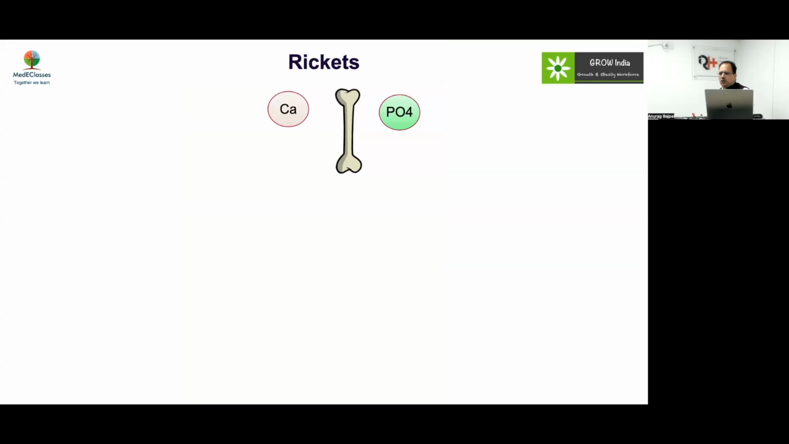Now, when we talk about rickets, we are talking about 2 things, calcium and phosphorus. Both of them are important for bone formation, but the most important is actually phosphorus. It's phosphorus deficiency which is responsible for rickets, because phosphorus causes chondrocyte apoptosis. If the phosphorus levels are low, you will not have apoptosis, and therefore the growth plate will grow more and you will develop rickets. So rickets is essentially a problem of calcium and phosphorus.